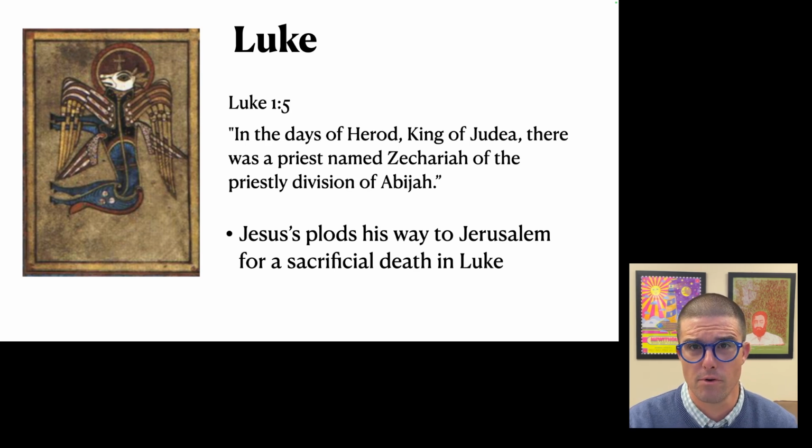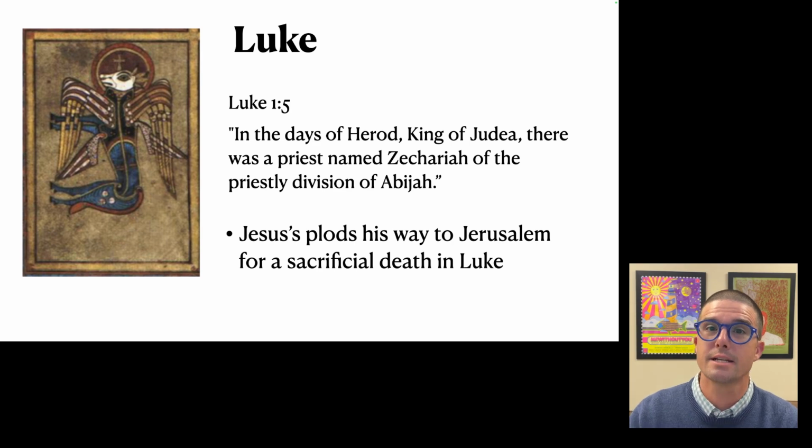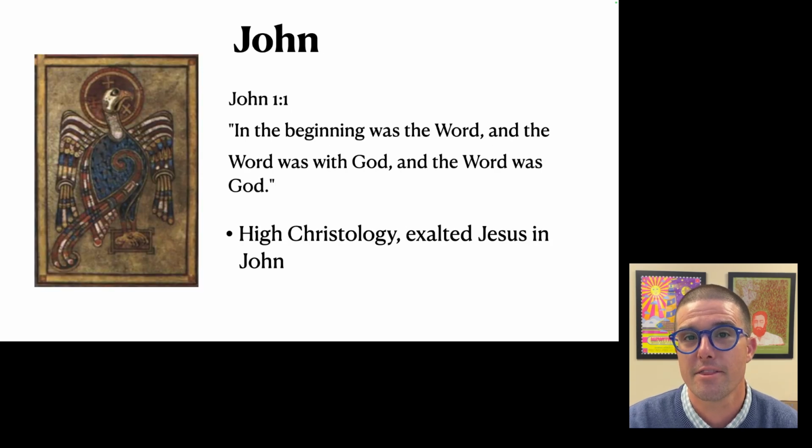After its introductory remarks in the first 4 verses, Luke begins its narrative by centering the priestly character Zechariah, who is John the Baptist's father. Oxen were sacrificial animals associated with priests. Because Luke begins with the priest, it was associated with the ox from Revelation and Ezekiel. One thematic element of Luke is that Jesus slowly plods towards his sacrificial death in Jerusalem, just as an ox might slowly plod its way to its sacrificial death.